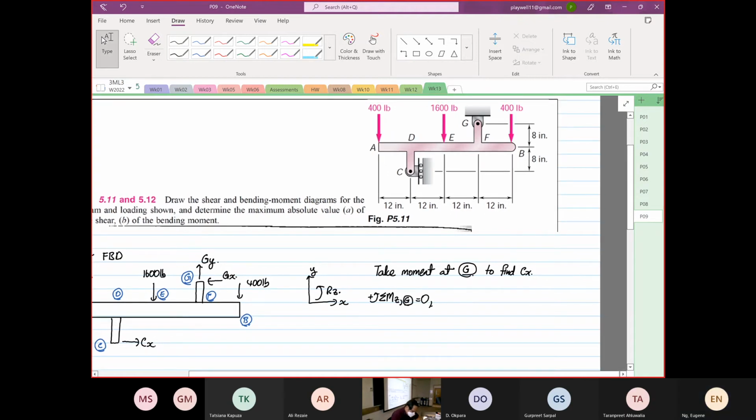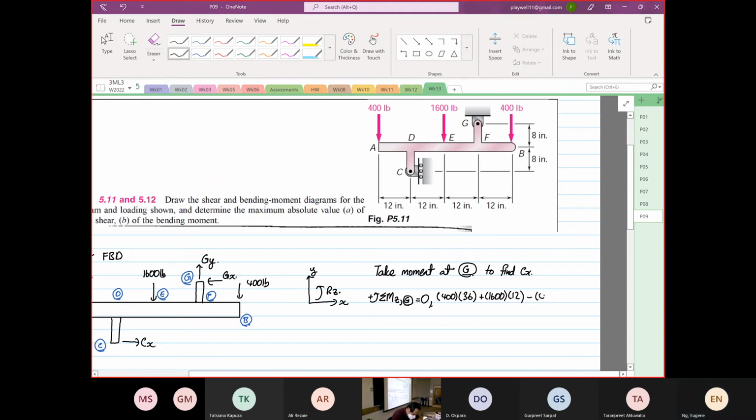Okay, so 400 is going to go anti-clockwise, 400 multiplied by 12, 12, 12, 12, 24, 36. Okay. Then plus 1600 multiplied by distance of 12. And then the 400 is going to go clockwise.